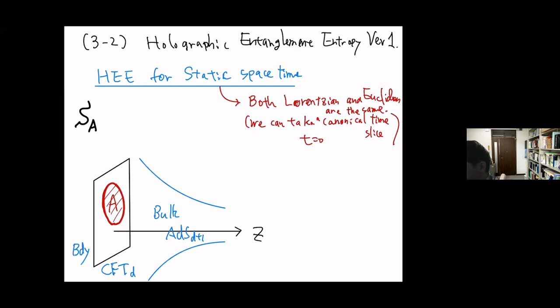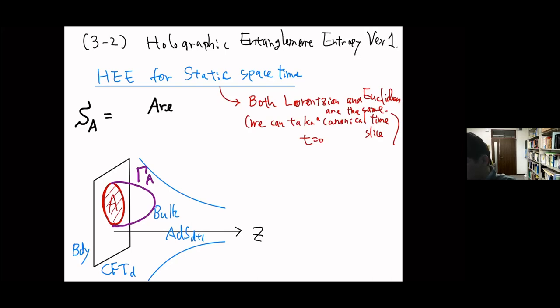This is an extension, which we call gamma_A. So in holography we always have some kind of extra dimension. That means we can extend some important object to the bulk. That's what we do, and then we can calculate this area.